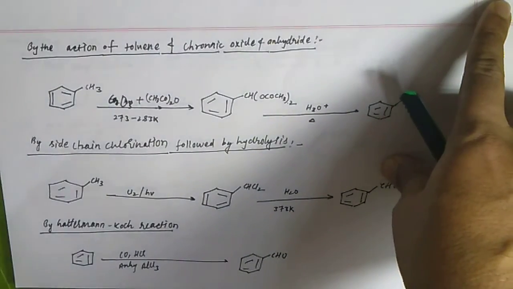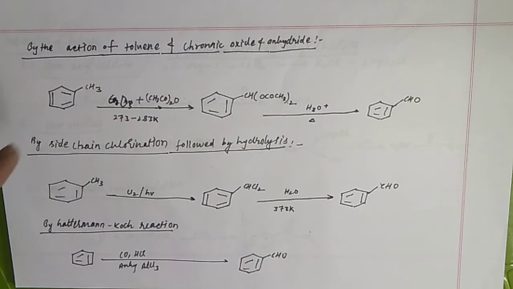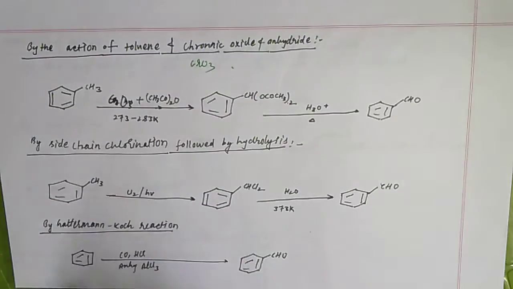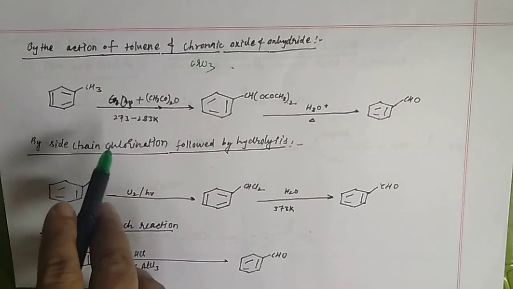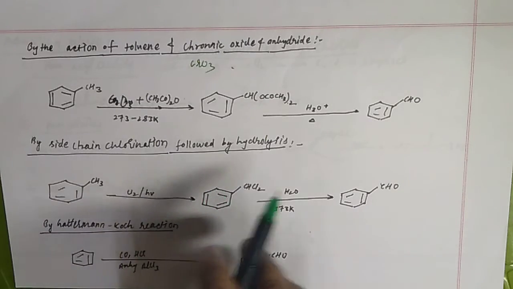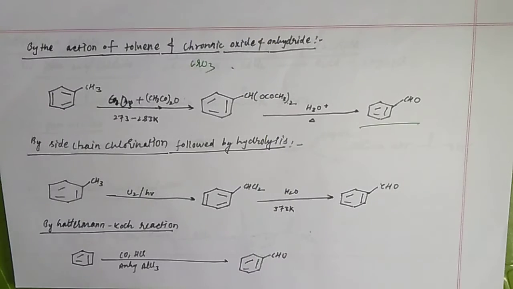Now the next method is by the action of chromic oxide and anhydride on toluene. Chromium oxide, that is CrO3, plus anhydride. So you are taking the toluene and heating at 273 to 283 Kelvin with CrO3 and acetic anhydride. They give the intermediate compound, which on hydrolysis is decomposed into the benzaldehyde.